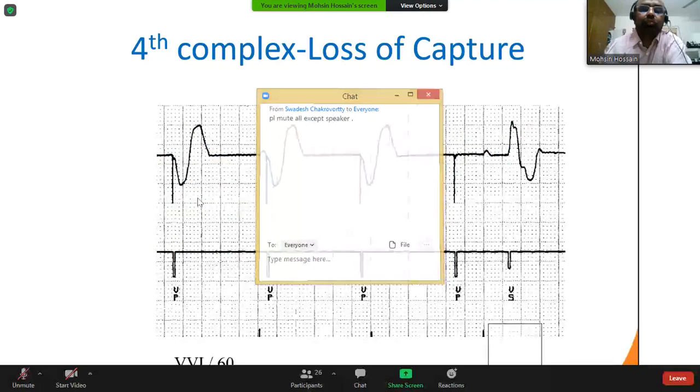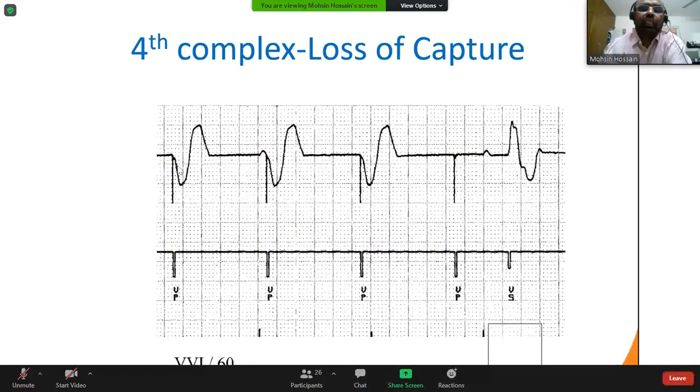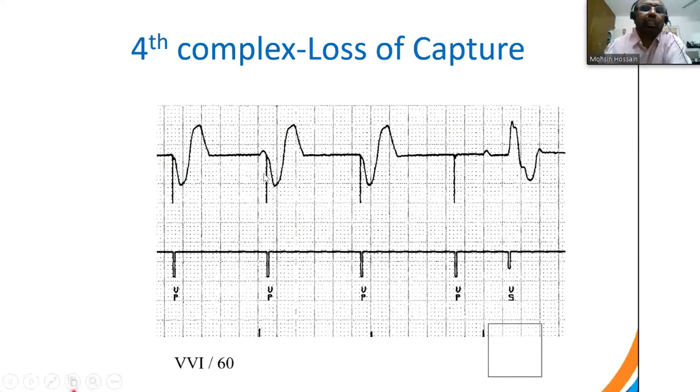In this ECG, the first beat is the spike followed by depolarization. That is the capture beat. Next, the spike is followed by a QRS. And this is the pacing spike, but there is no capture, there is no pacing complex. So this is pacing, and this is one marker channel. You can see this is not a pacing beat, this is a sensing beat. So look for the pacing spike followed by the native QRS.